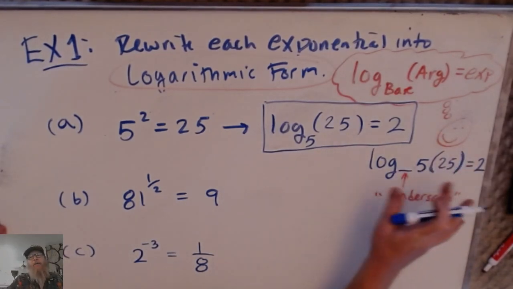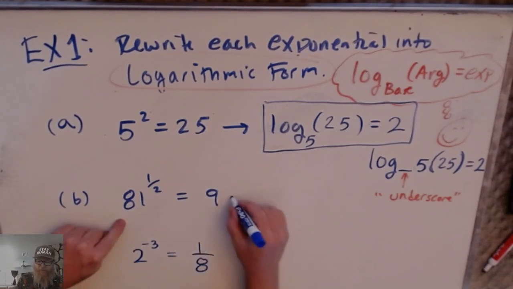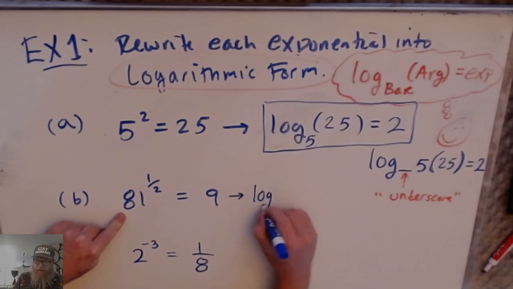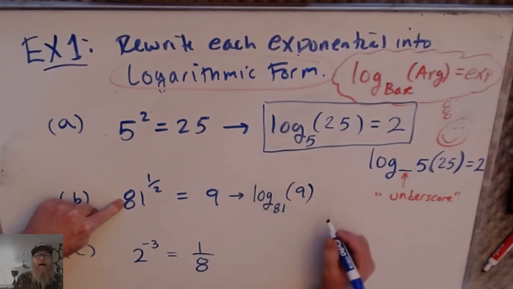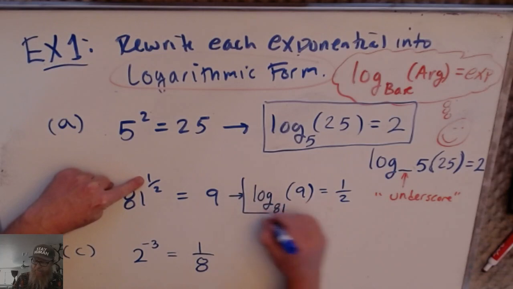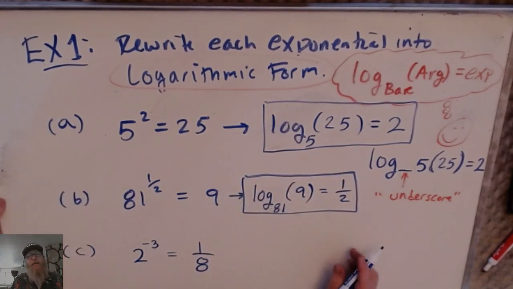I'm not going to do that for all of these. This is one example of how to type it. I'm just going to do all of these out, and you can figure out how to type it. So you have log, the base is 81, the argument is 9, and the exponent is 1/2. You can also use decimals. You could say 0.5.